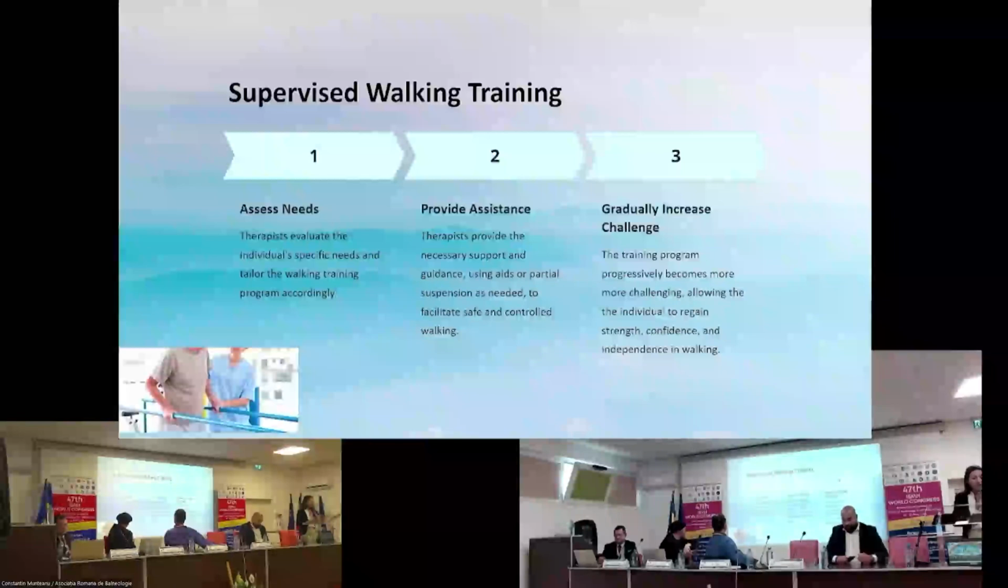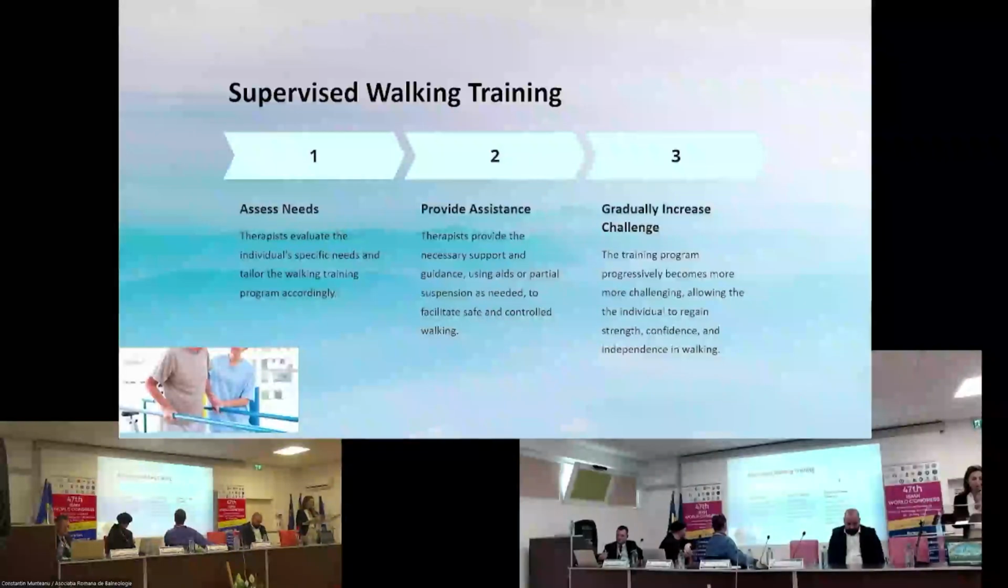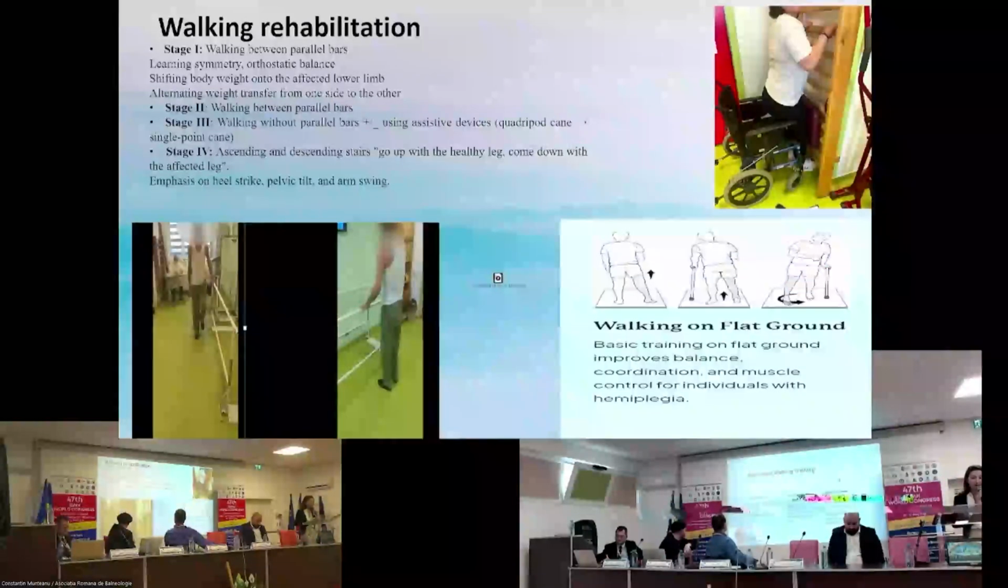And before starting walking training, the physiotherapist always has to evaluate the patient's specific needs and tailor the walking training program accordingly. Therapists provide the necessary support and guidance using aids or partial suspension as needed to facilitate safe and controlled walking. And the training program progressively becomes more challenging, allowing the individual to regain strength, confidence, and independence in walking.